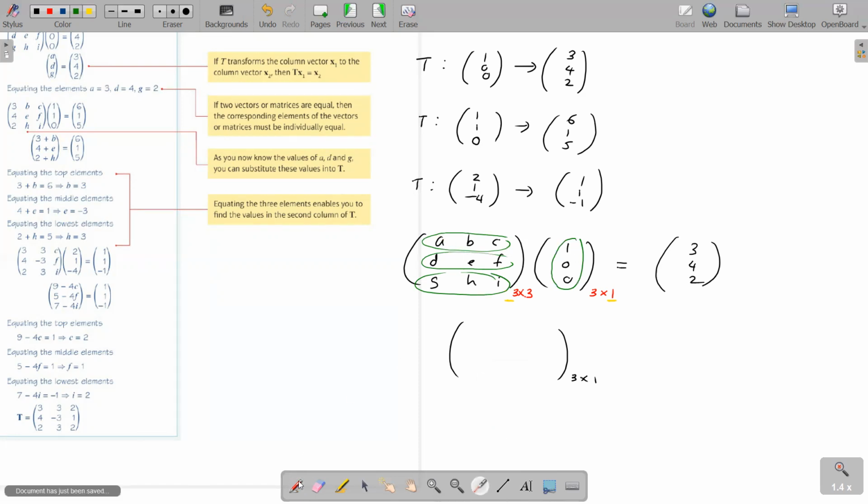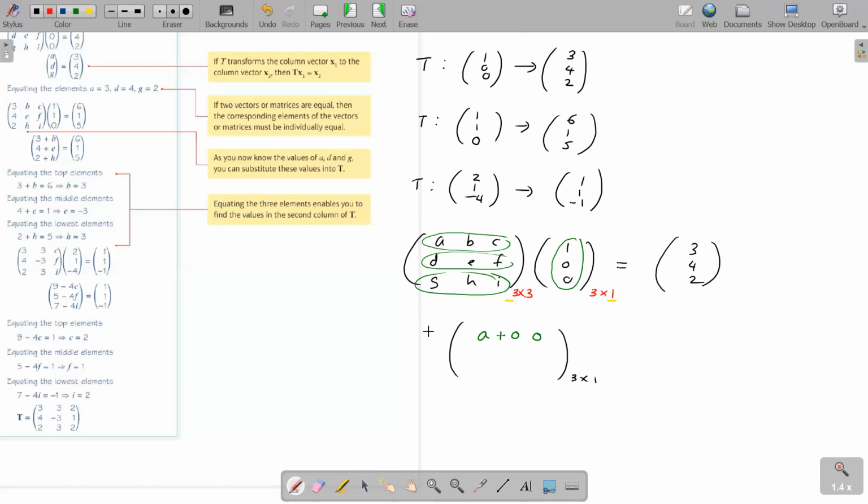So A into 1 is A. Plus B into 0 is 0. Plus C into 0 is 0. Can you see? The multiplication. Do you get what I'm doing here? You multiply row 1 with column 1 to get the first element. Do you remember the matrix multiplication? A multiplied by 1 plus B multiplied by 0 plus C multiplied by 0 is the first row, first column, the first element.